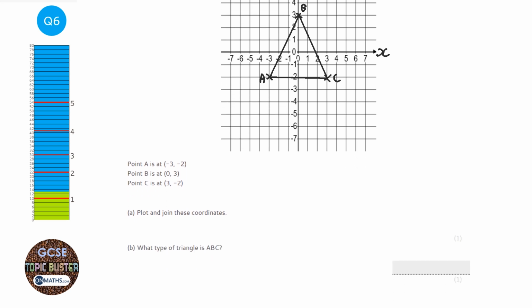Now, question B says, what type of triangle is ABC? So, looking at it, it looks like this length here and this length here are exactly the same length. So, when we've got a triangle with two sides the same length, it's an isosceles triangle.